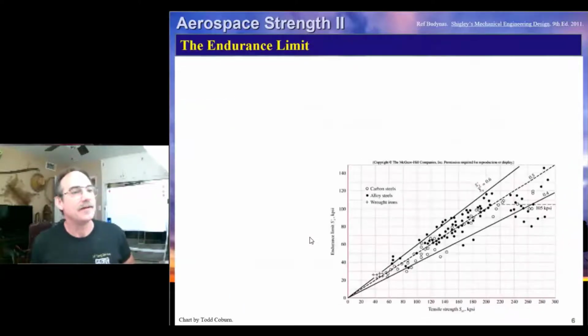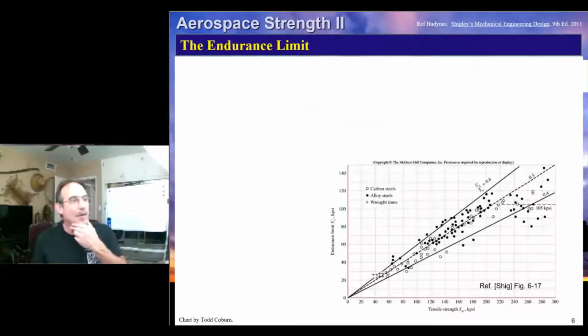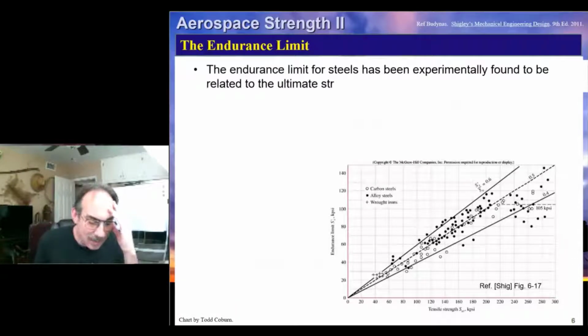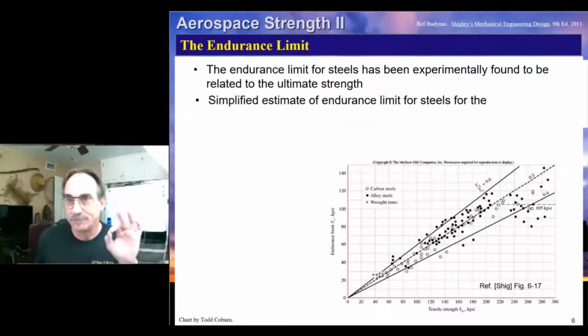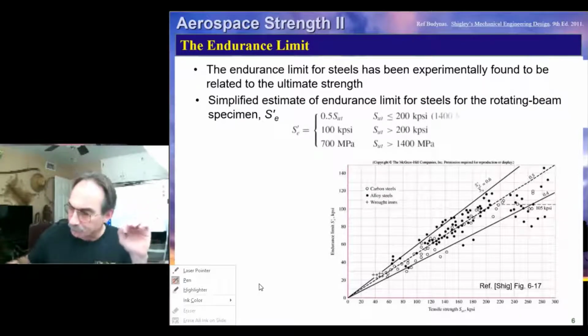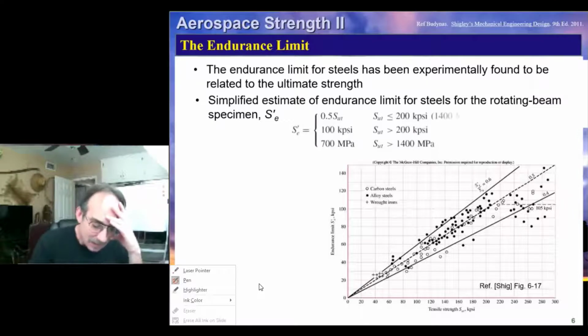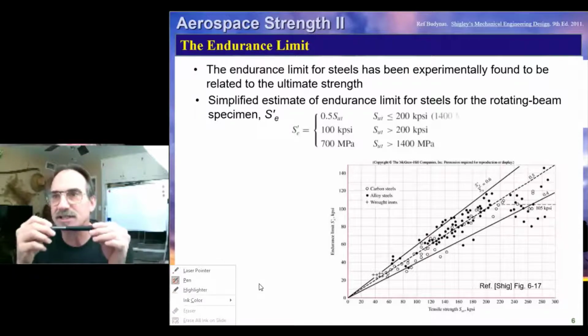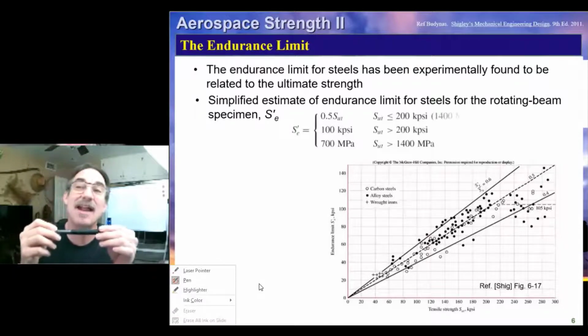Next idea. Okay, now we're gonna do another plot. Let's just say we're dealing with steels again. Are you still with me thinking about steels? Let's say we make 400 steel samples, but let's make them out of different steels.